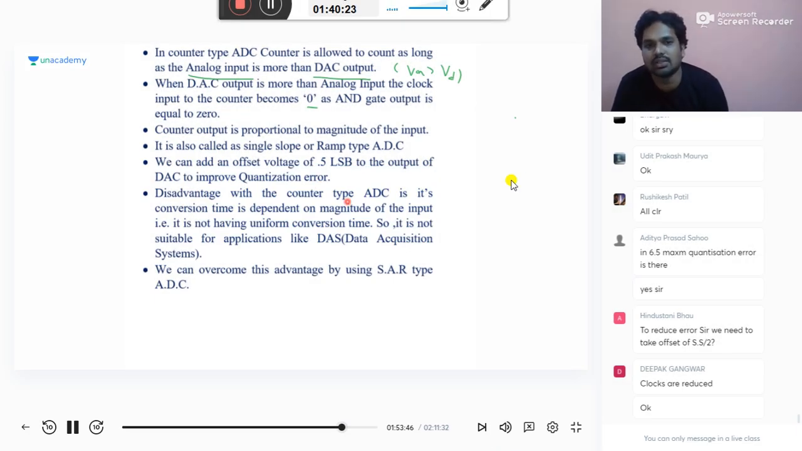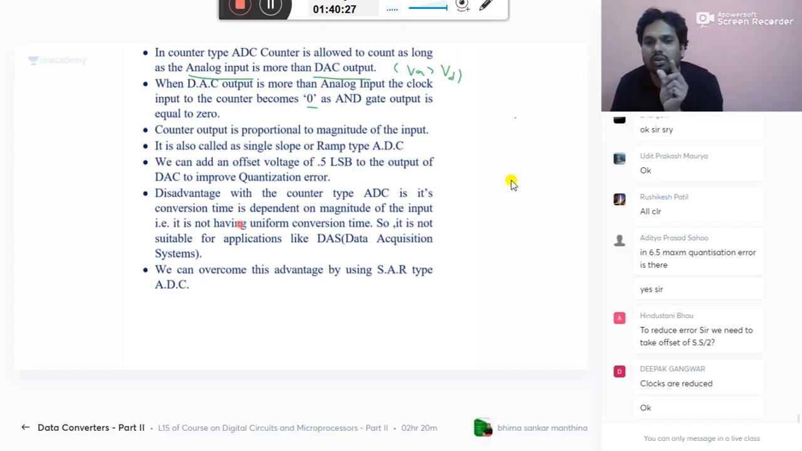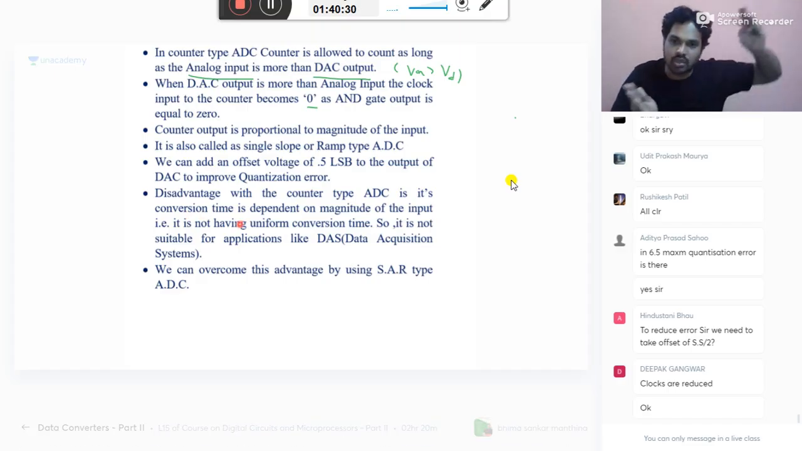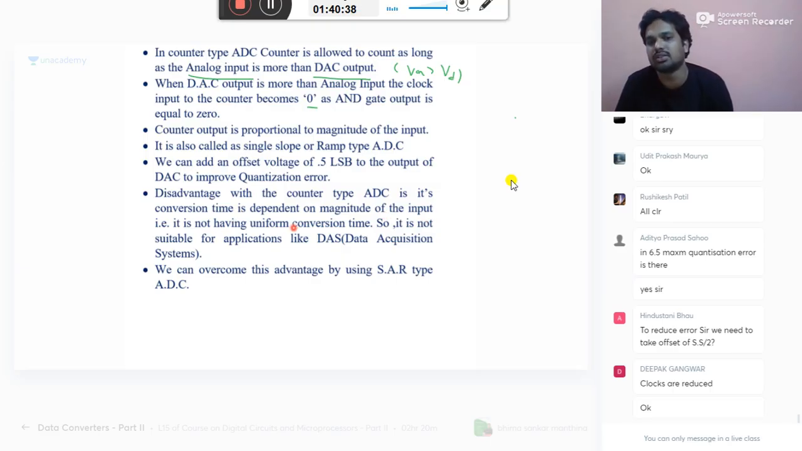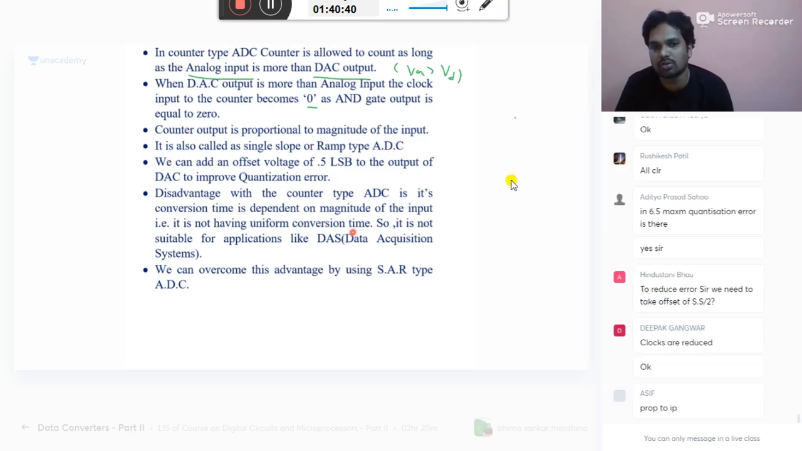The disadvantage with the counter type ADC is this: if you take a small input, it requires less time. If you take a big input, it requires more time. So the conversion time is dependent on the magnitude of the input. That is, it does not have uniform conversion time. So it is not suitable for applications like data acquisition systems. We can overcome this disadvantage by using another ADC called SCR, which we will discuss next class.